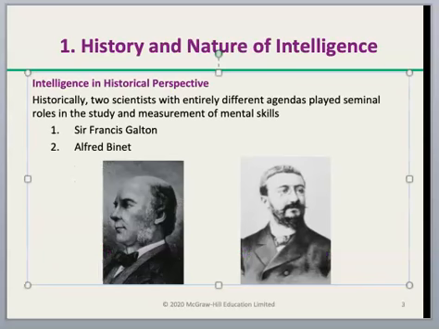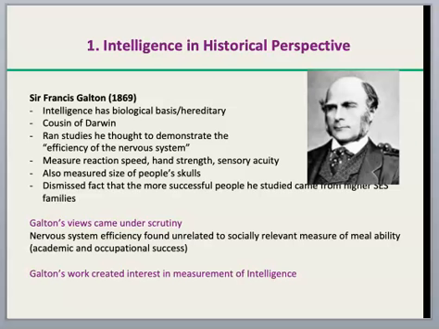The two big names when it comes to talking about intelligence and the development of the current perspectives on intelligence are Sir Francis Galton and Alfred Binet. So we're going to look at their two approaches and their two perspectives and how they differed. The first is Sir Francis Galton. He argued that intelligence had a biological basis and that it was hereditary.